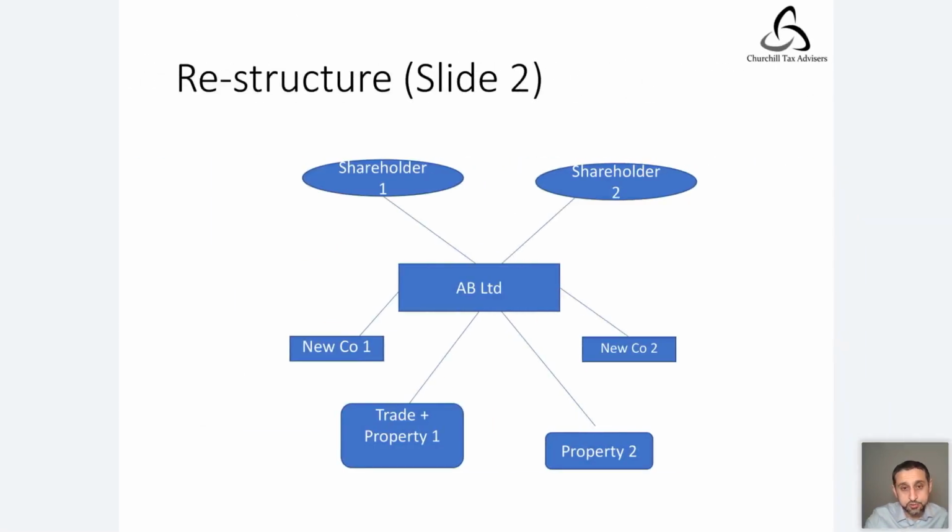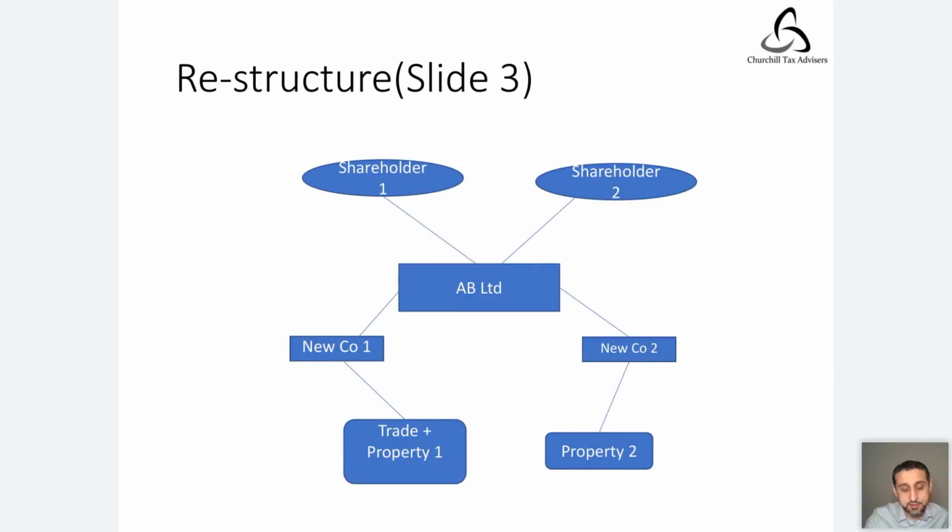So what we would do here is, as part of the restructure and demerger, we would set up new company 1 and new company 2 under the main business. We would still have the trade and property business within AB Limited, but now we would set up new Co 1 and new Co 2.